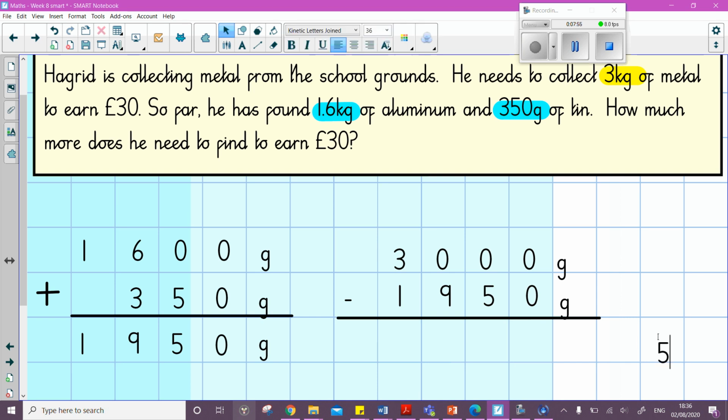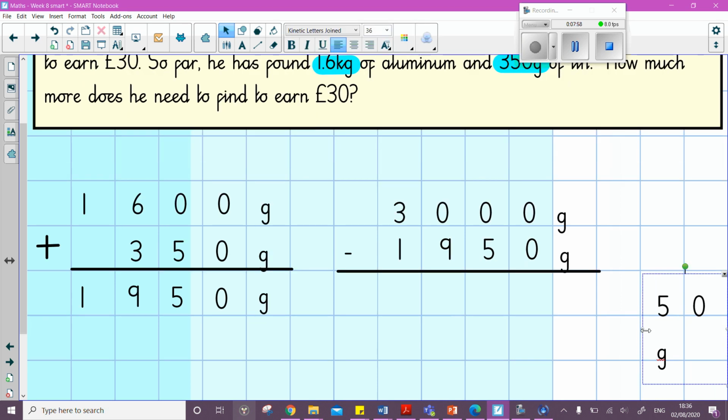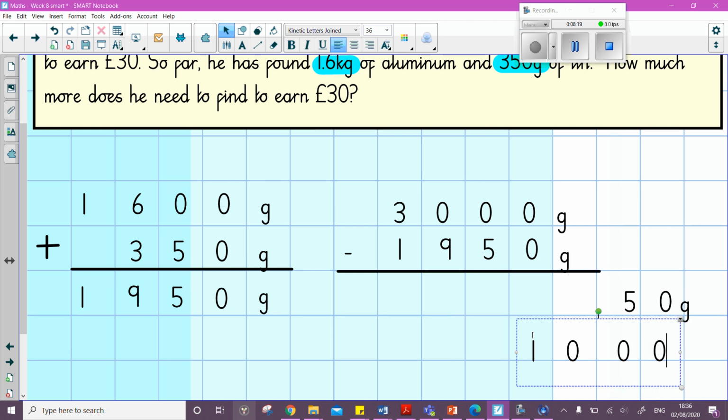Now I'm going to just make a little jotting of that there, because sometimes it can be that when we've written down a strategy, we can look at it and think, actually, I don't need to do that. I can use my mental strategies. So 50 grams would allow us to reach 2,000 grams, but from 2,000 grams to 3,000 grams, we need to add 1,000 grams. Now notice I'm just doing my jottings just to help me remember. So this is how much more, and we need to find the total of this. So 1,000 grams add 50 grams would be 1,050 grams.